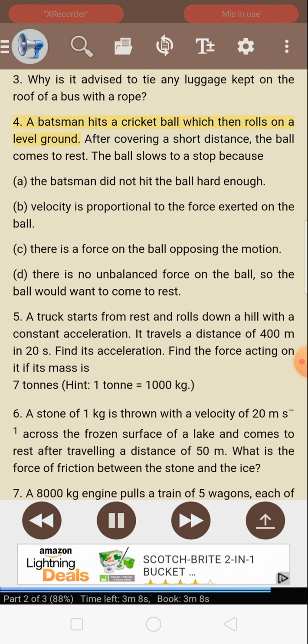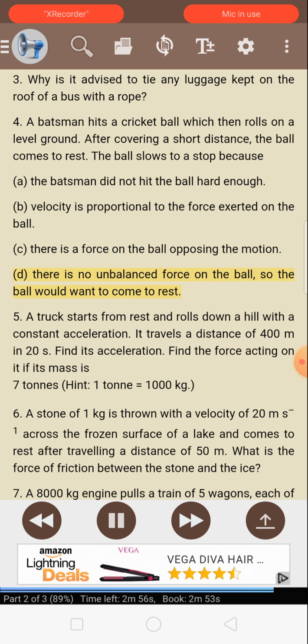4. A batsman hits a cricket ball which then rolls on a level ground. After covering a short distance, the ball comes to rest. A. The ball slows to a stop because the batsman did not hit the ball hard enough. B. Velocity is proportional to the force exerted on the ball. C. There is a force on the ball opposing the motion. D. There is no unbalanced force on the ball, so the ball would want to come to rest.